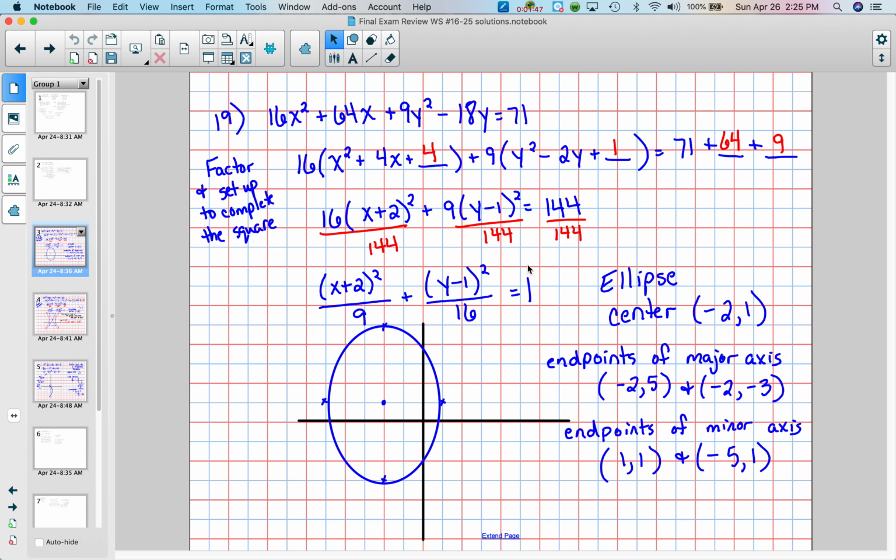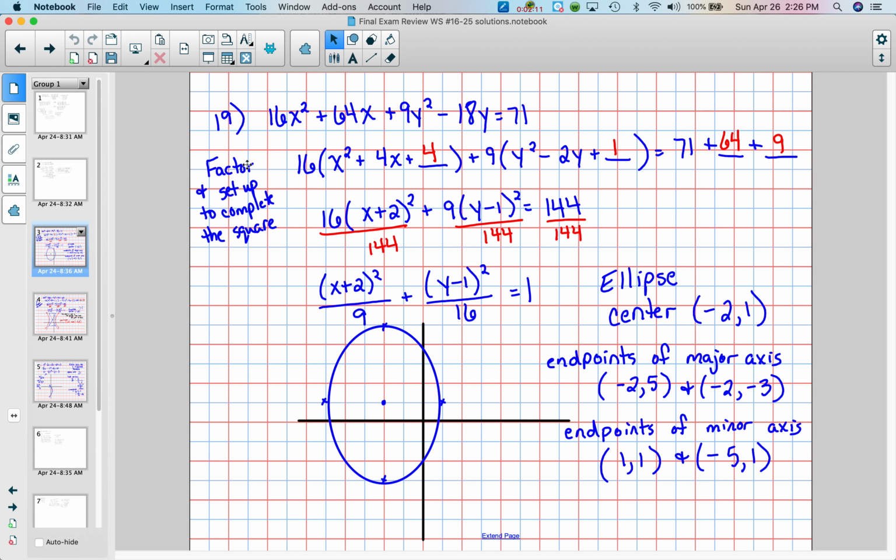Number 19, you were asked to graph that conic section, but in order to graph it, you had to do a whole lot of other work. So here's the process. Notice that the x is squared and the y is squared, so we're going to end up with either one of the conic sections, but not a parabola. Remember, your conic sections are your parabola, your circle, the ellipse, and the hyperbola.